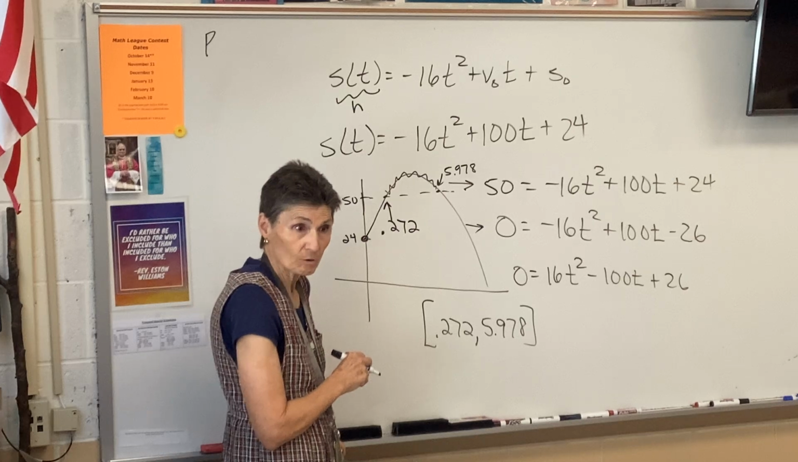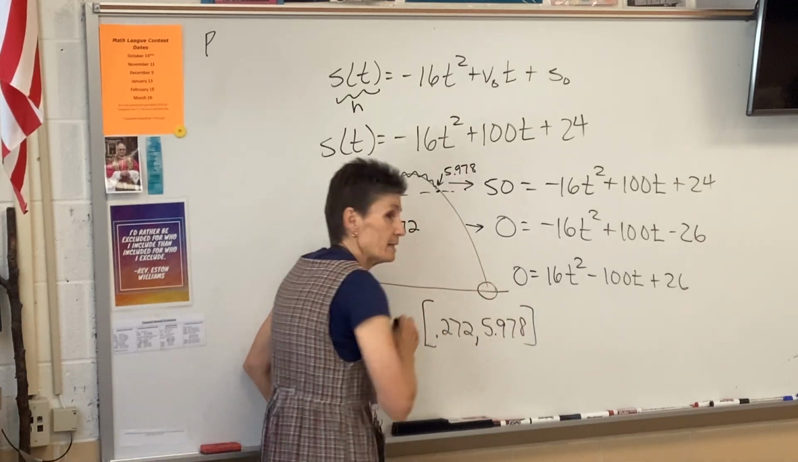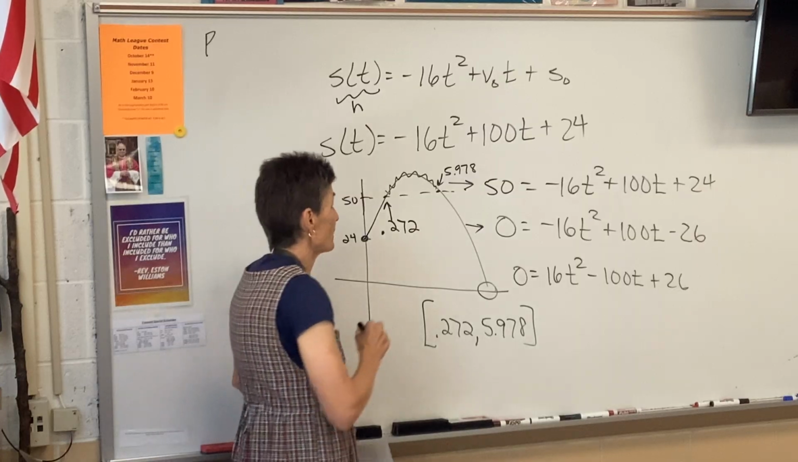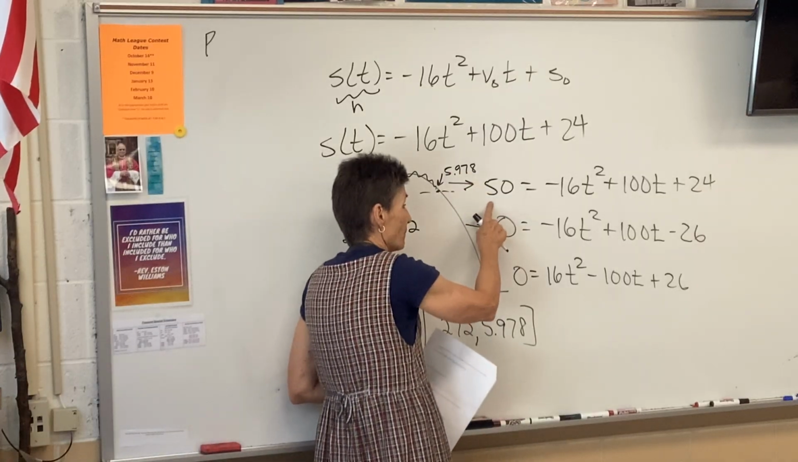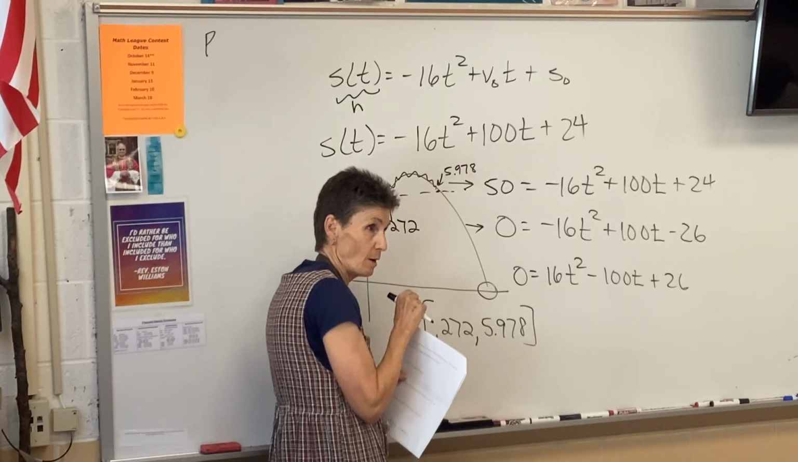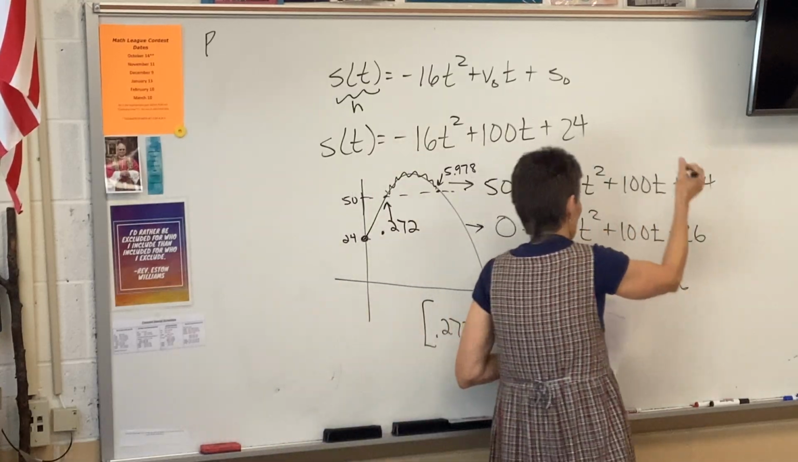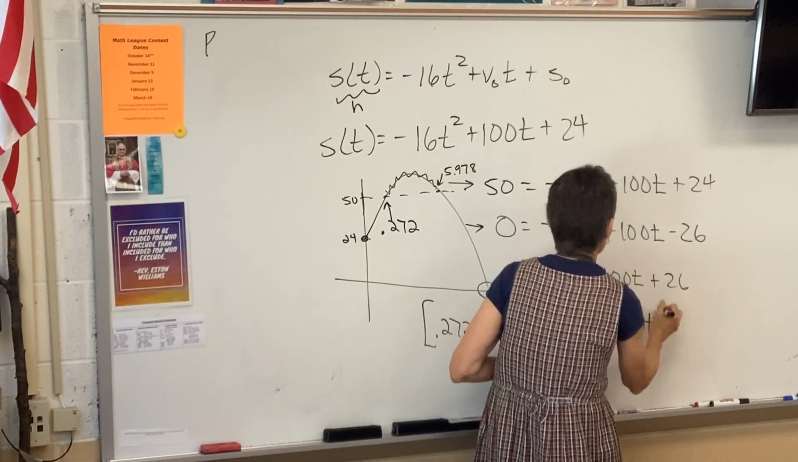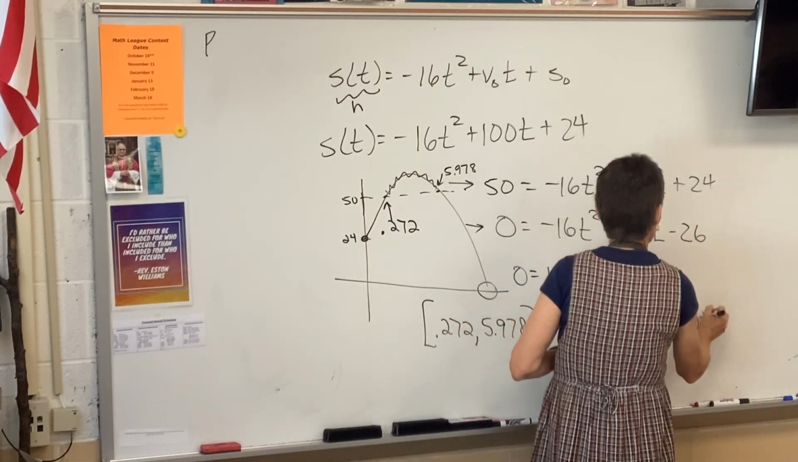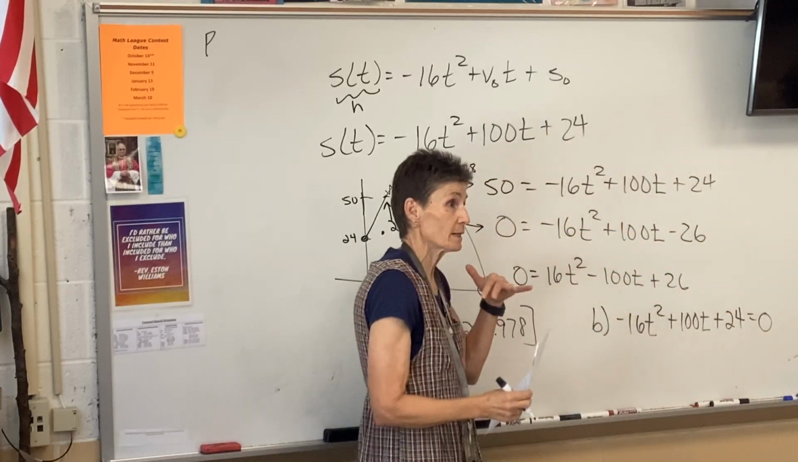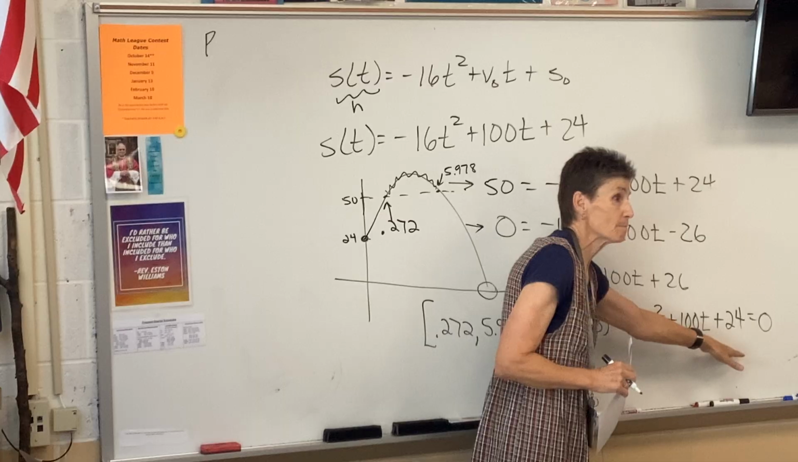When will the ball hit the ground? That's right there, right? If the ball's hitting the ground, then we don't wanna set this thing equal to 50, we wanna set it equal to 0. So our equation for that, or B, will be negative 16t squared plus 100t plus 24 equals 0. Now, Charlie, I can use the 24. Yeah.